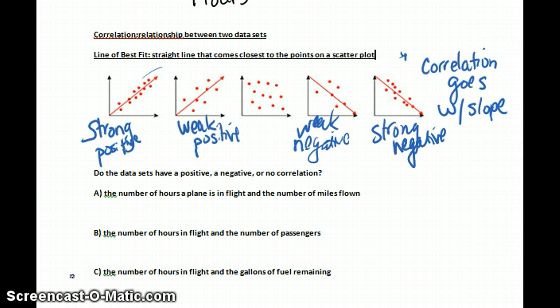Let's go back to the one that we skipped. These dots are just kind of scattered everywhere. Okay, we can't really tell if there's a trend or a correlation going on here. We call this no correlation or no trend.